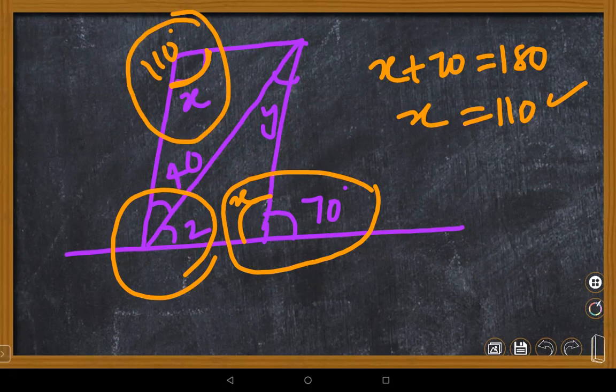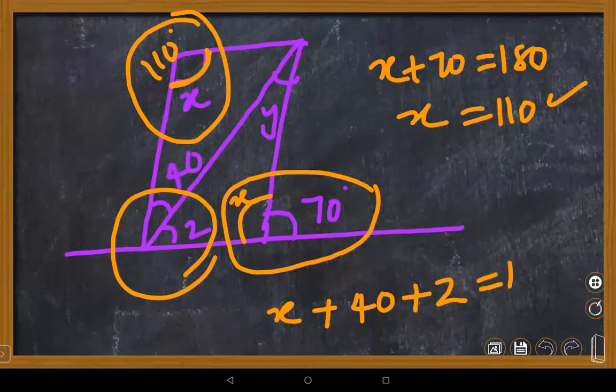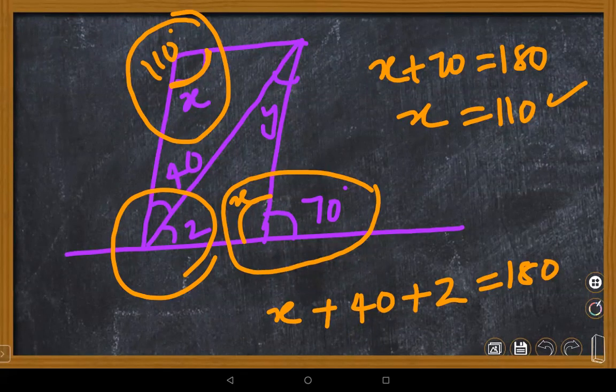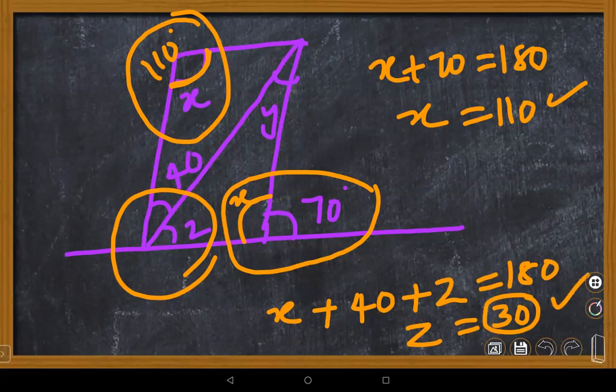So can we add up those angles, children, X plus 40 plus Z, that is equal to 180? Ma'am, here 110 plus 40 plus Z is equal to 180. So 110 plus 40 means 150, and Z is equal to 30, ma'am. So Z equal to how much are you getting? 30. Now you are getting the Z value as 30.